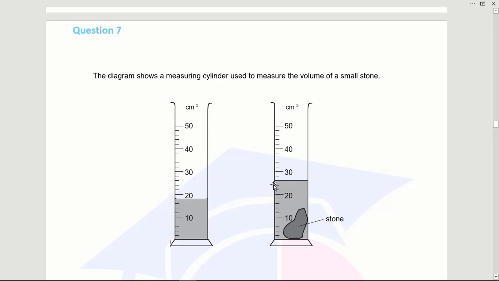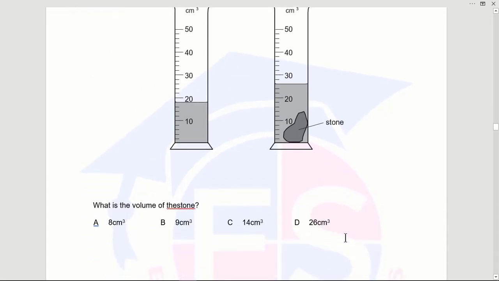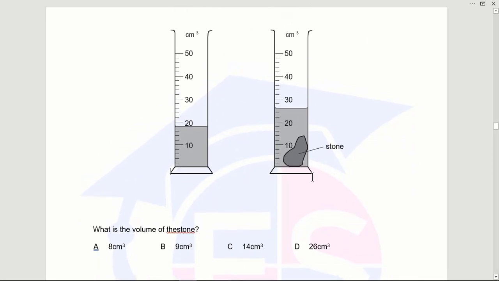And here what you have here, 22, 24, 26. So here 26, here 18. So 26 minus 18, what is the answer you will get here? Can you check it? 26 minus 18, the answer will be 8, the first one. Got it? The stone, sorry for that.